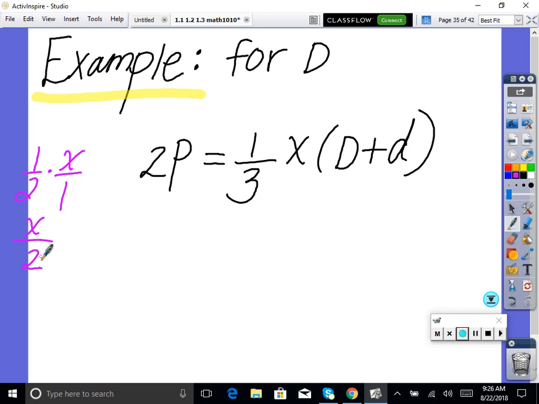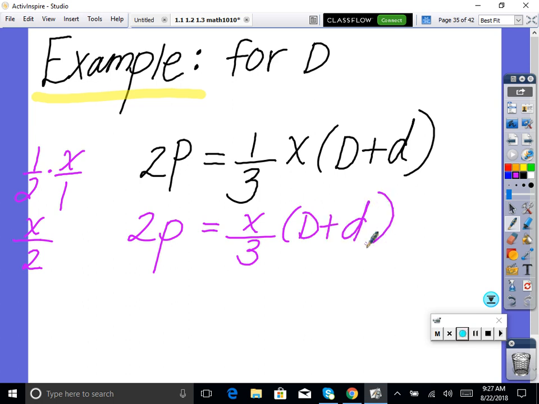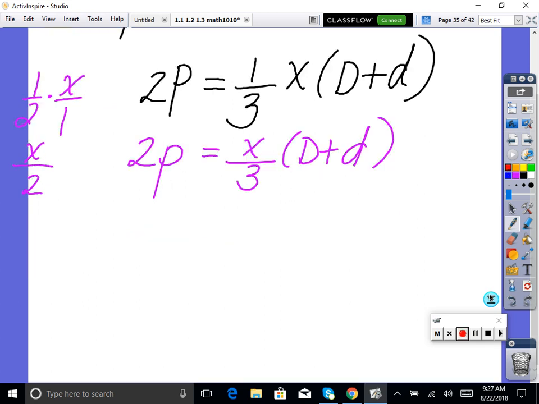Do you guys see? Okay, let's rewrite it then, just a little prettier. 2p is equal to x over 3, and then it's still a times sign, right? D plus d. Do you guys see how it kind of makes it a little easier? Okay, what should we do to get big D alone first step? We have to divide by 3.